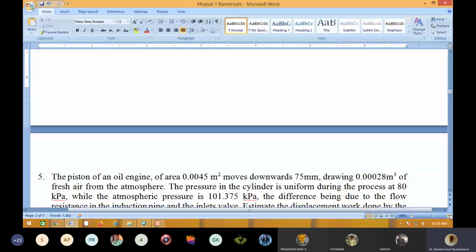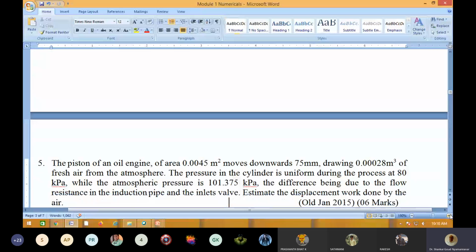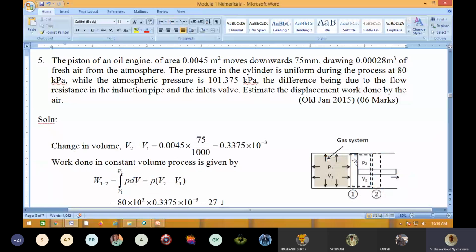What he wants at the end? Estimate the displacement work done by the air. So displacement work is here. This air is moving, this boundary is moving. We want to calculate that. So the friction in pipe and all that you ignore. You don't worry about that. So what you have to do? Displacement of the boundary, right?